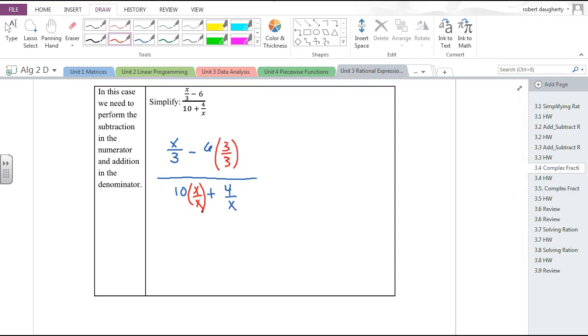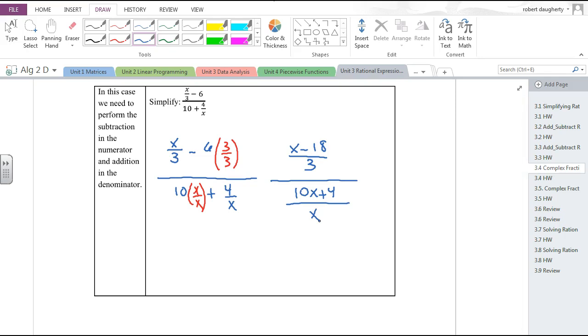Now, this is the same problem. This would have been a good problem on last night's homework. But you see I've got both of those in one problem now, okay? So in the top of this fraction, I'm going to get what? X minus 18 over 3 divided by what? Yeah, 10x plus 4 over x, okay? Now, do I have one fraction divided by one fraction?